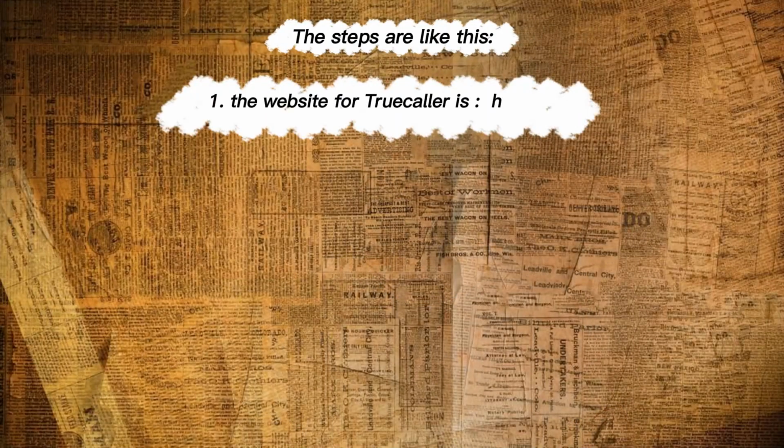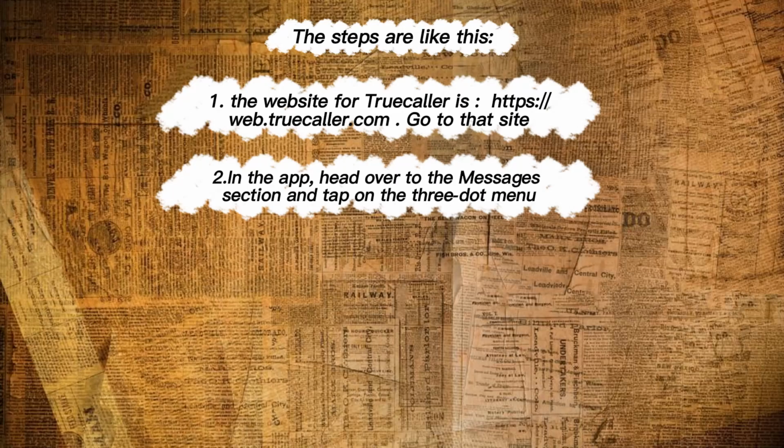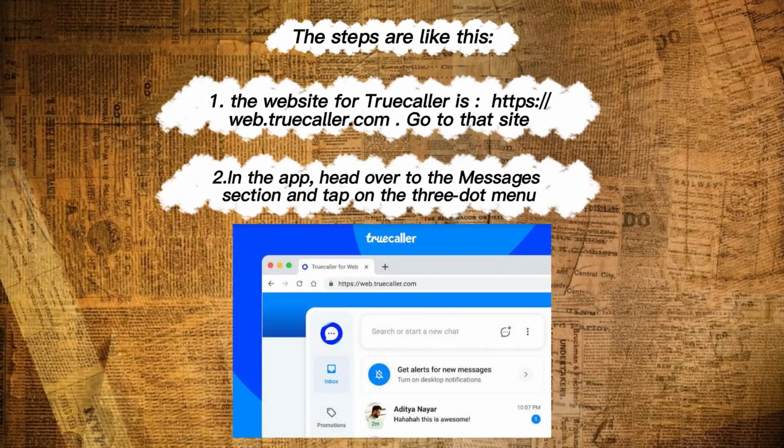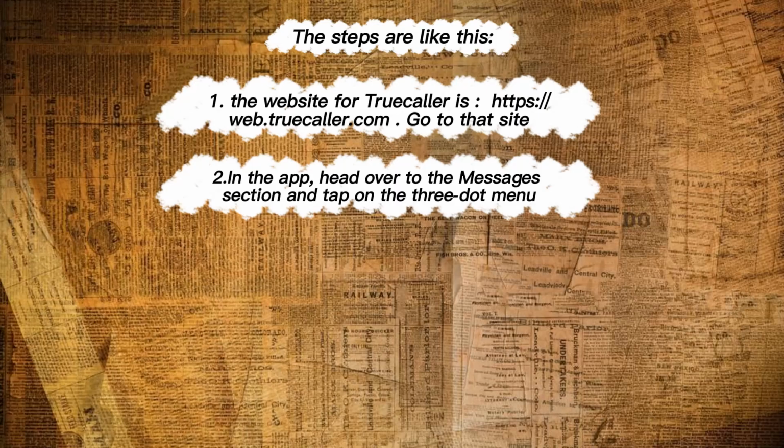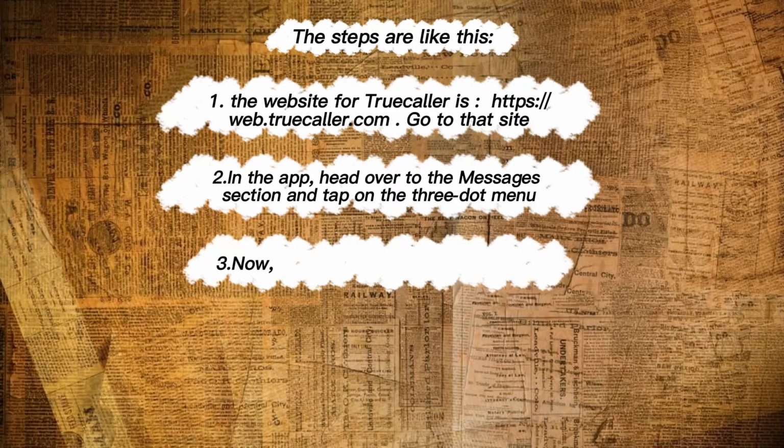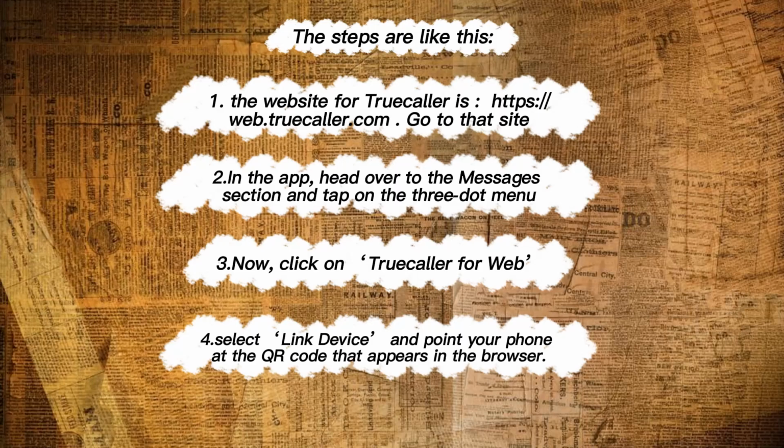The first step, you go to the website for Truecaller. Second one, you go to the app and you head over to the message section and tap on the 3 dots on the right menu. Now, after that, you click on your Truecaller for web, then you select link device, then you point your phone at the QR code that will appear on your browser. After doing all this, your device will be linked.